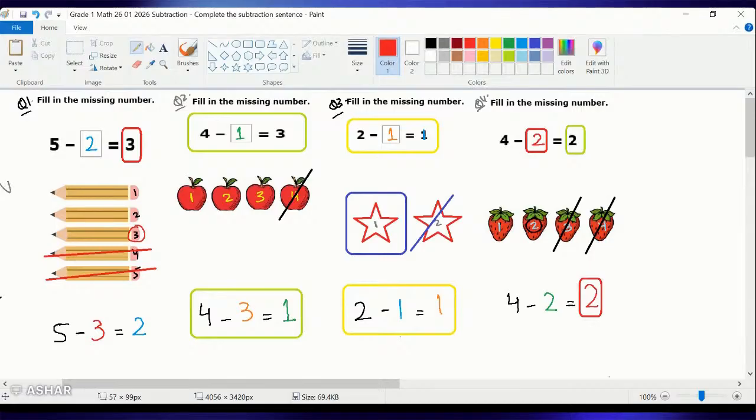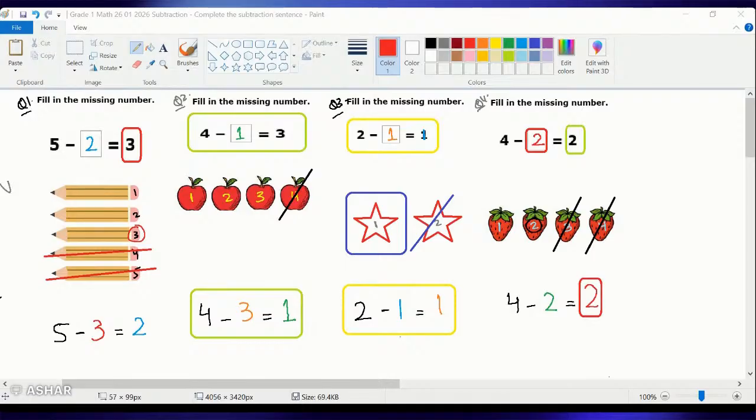So we are looking at subtraction sentences. We are trying to see what needs to be subtracted, and what should be the reverse equation. Why am I saying equation? Because we are looking at an equal sign. Whenever we see an equal sign, we call it an equation.